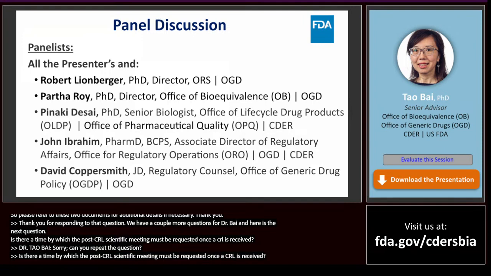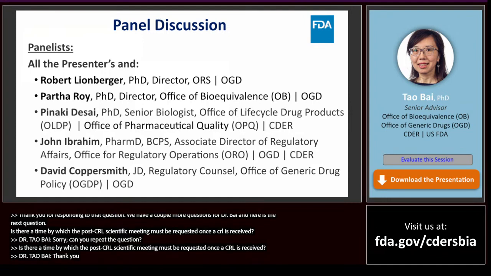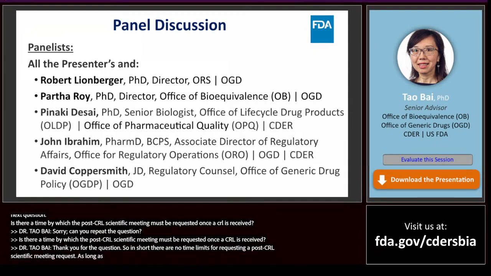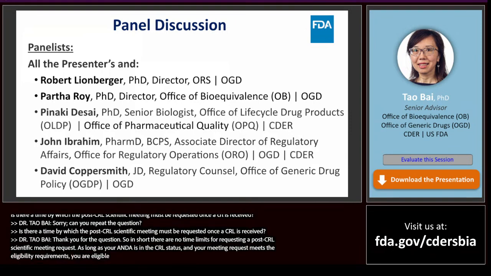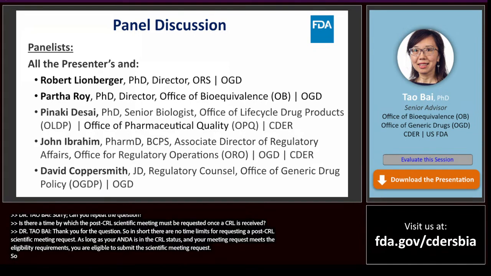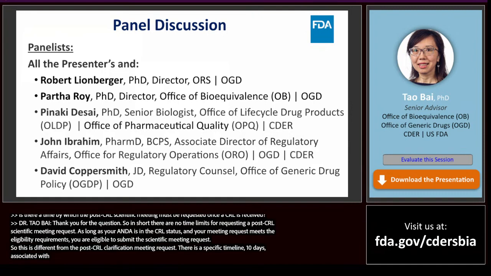Thank you for the question. So in short, there is no time limit for requesting a post-CRL scientific meeting. As long as your ANDA is in the CRL status and your meeting request meets the eligibility requirements, you are eligible to submit the scientific meeting request. So this is different from the post-CRL clarification meeting request. There is a specific timeline, 10 days, associated with the clarification TCON meeting, but there is no specific timeline associated with the post-CRL scientific meeting request.